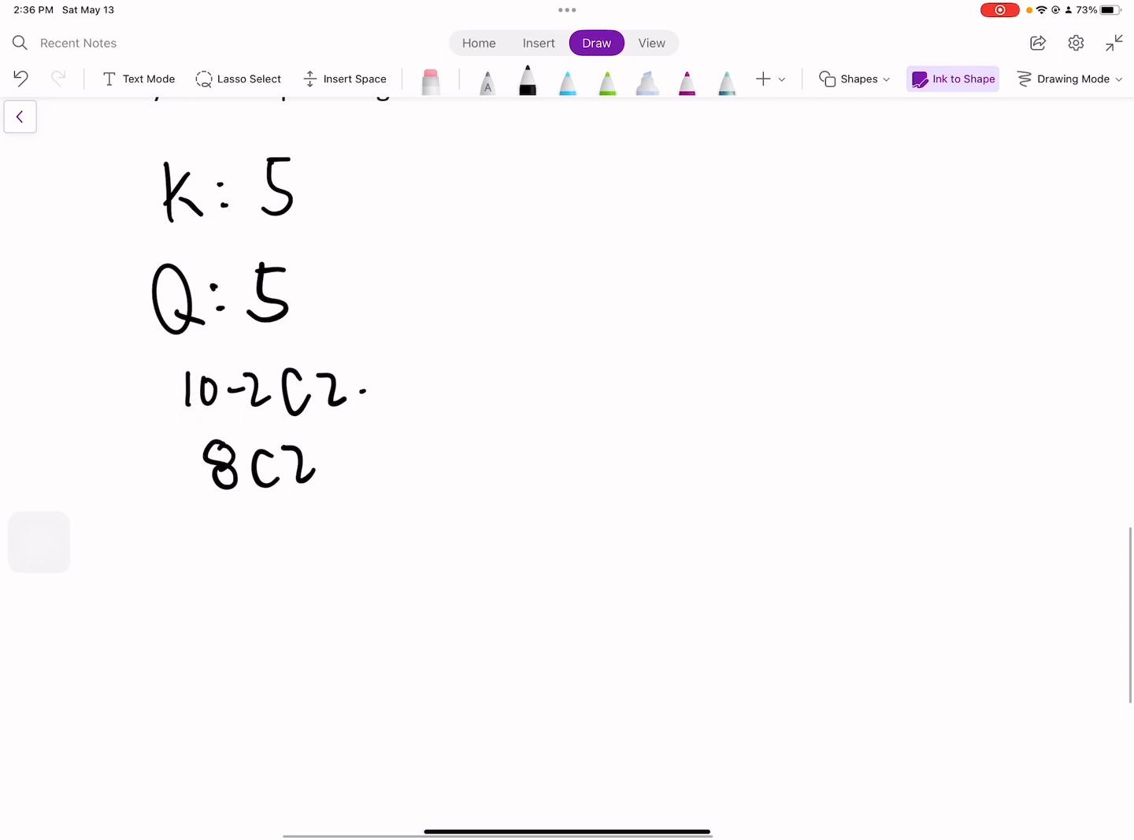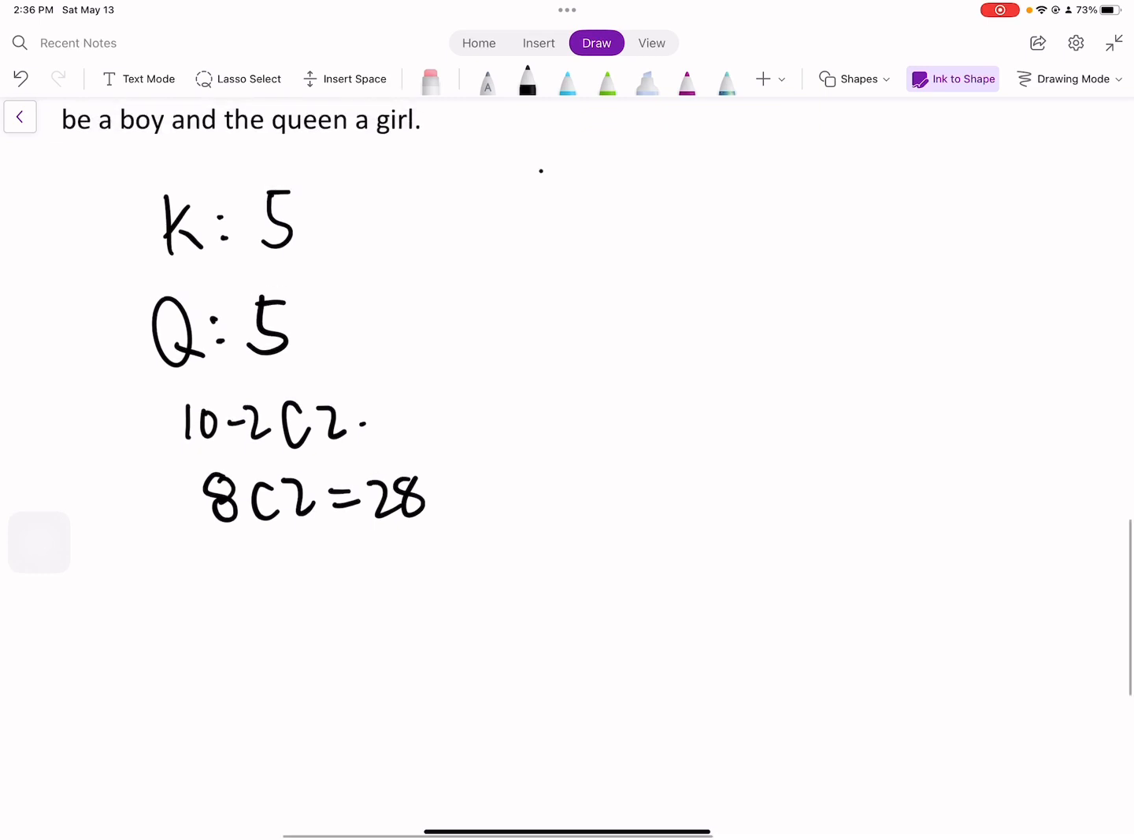According to the formula that we just used, this should be 28. So in total, the number of ways of this selection should be 5 times 5 times 28, which is 700 ways.